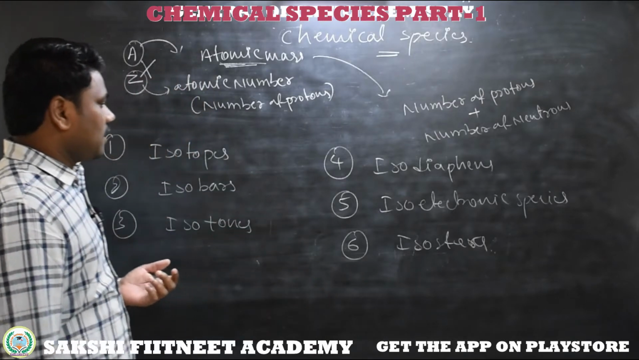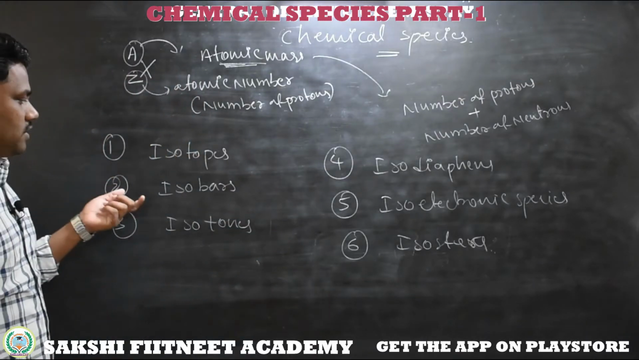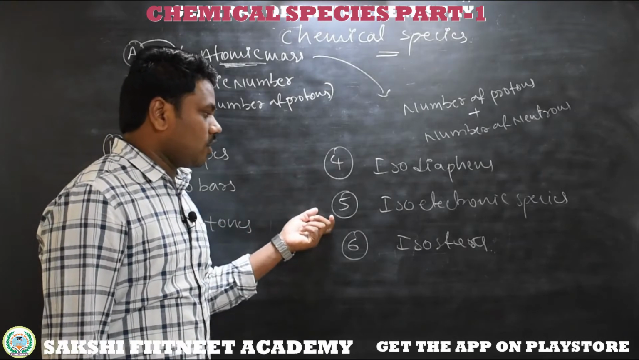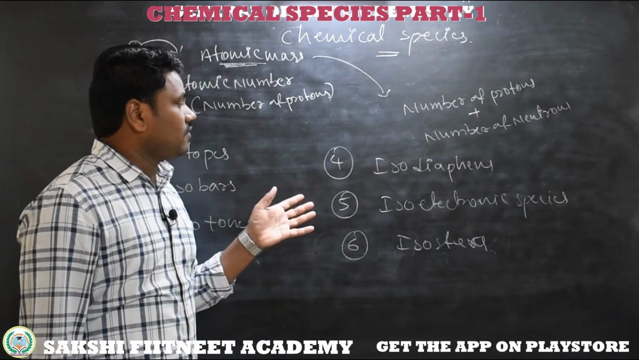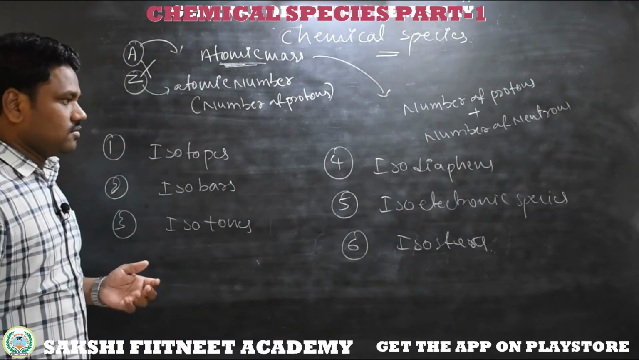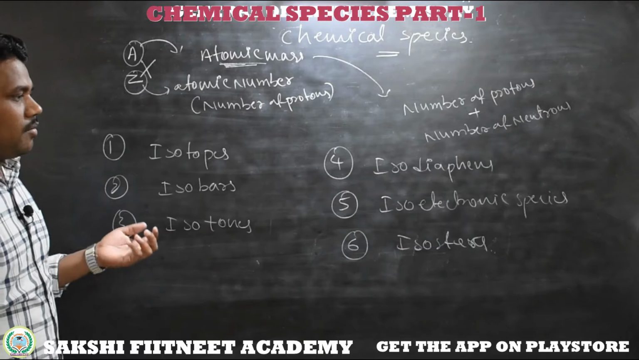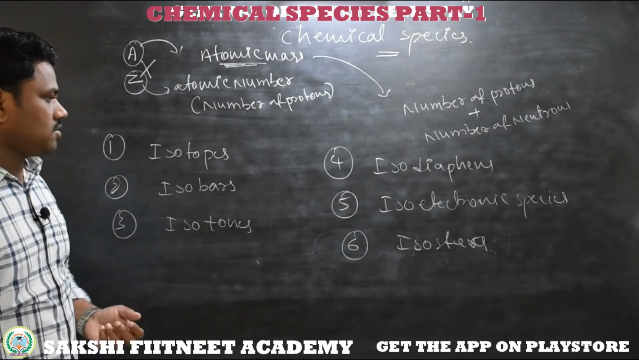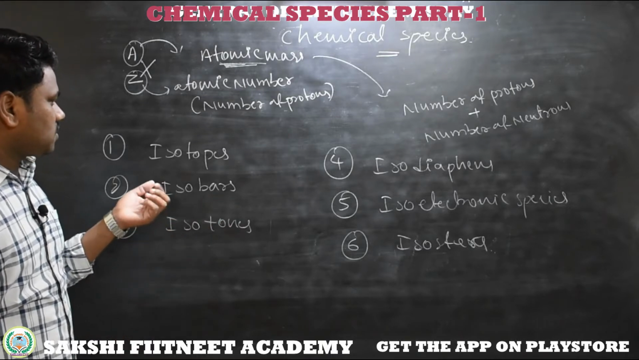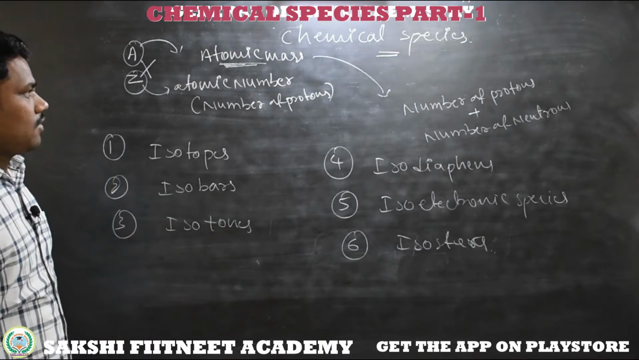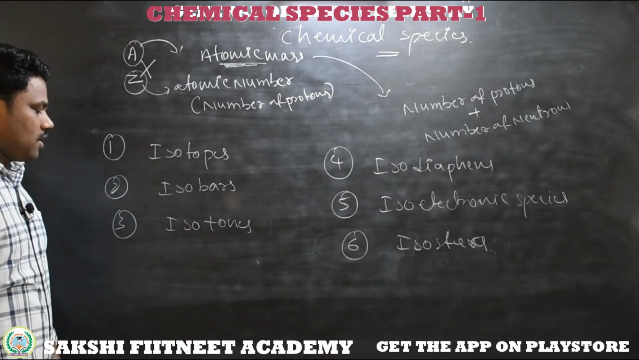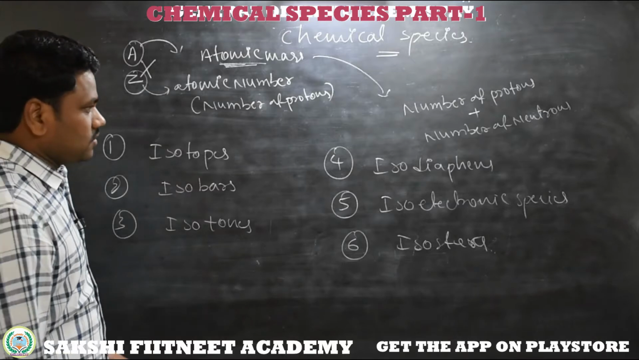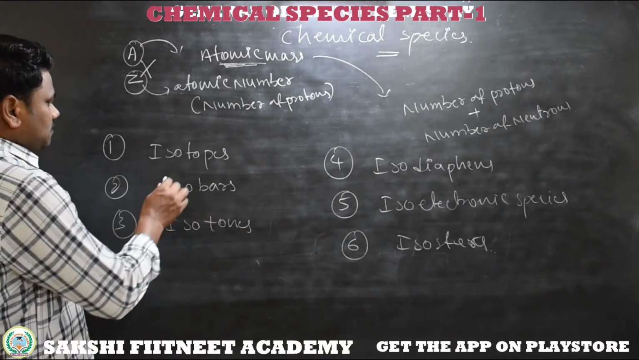So how can we classify the elements? Which are isotopes, which are isobars, which are isotones, which are isodiaphers, isoelectronic species, isosters. These are very important in entrance exams, both engineering and medical, because there are frequent questions on isoelectronic species, isotones, isobars and isotopes. So just listen carefully. Let's begin with the isotopes.